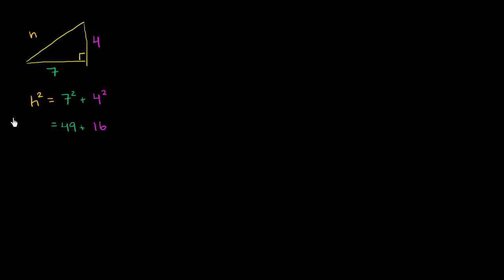So h squared is equal to 65. Did I do that right? 49 plus 10 is 59, plus another 6 is 65. Or we could say that h is equal to, if we take the square root of both sides, the square root of 65. And we really can't simplify this at all. 65 is the same thing as 13 times 5. Both of those are not perfect squares, and they're both prime, so you can't simplify this anymore. So h is equal to the square root of 65.